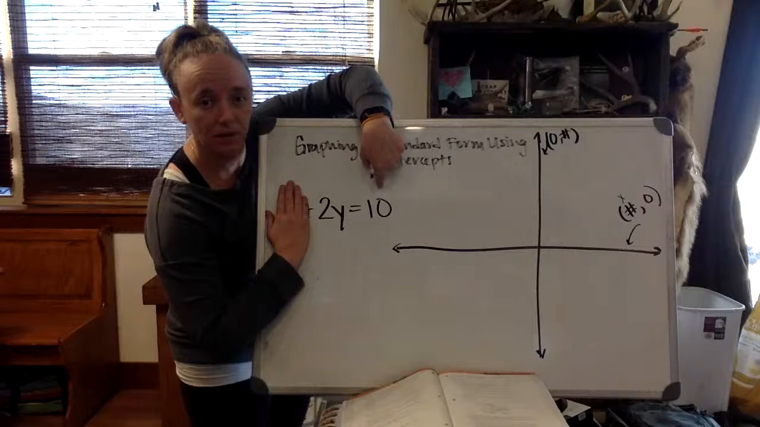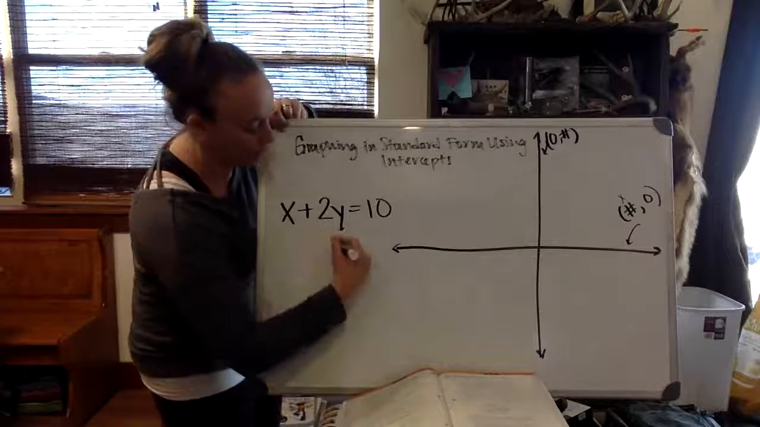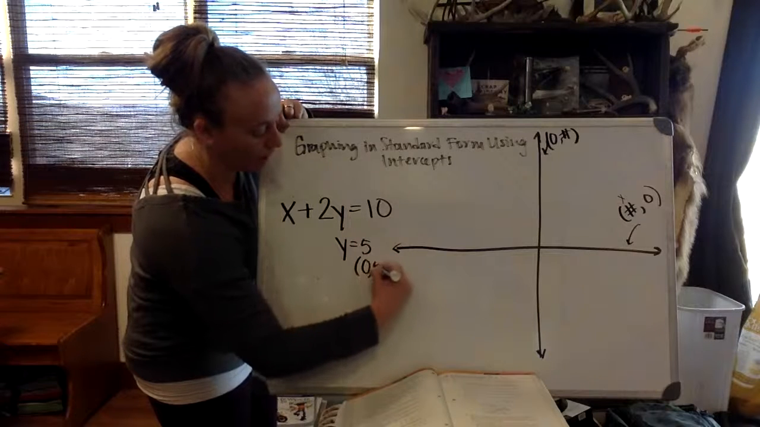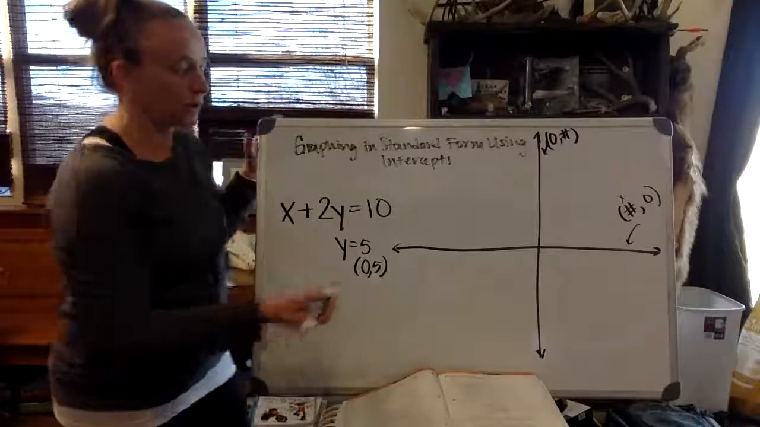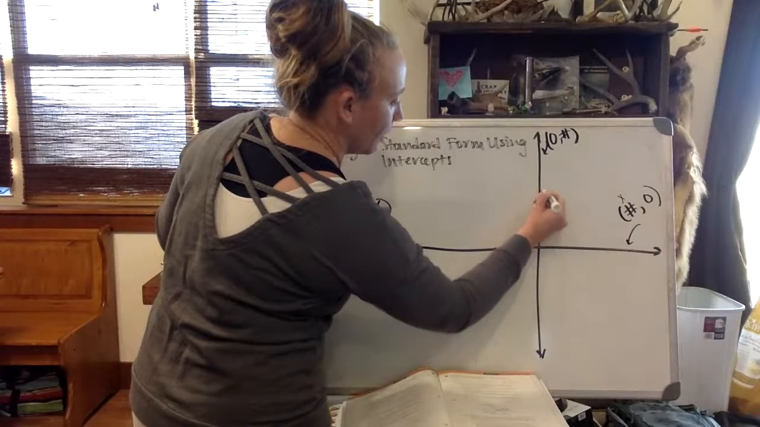So what does y have to equal if that's the case? We divide by 2 on both sides. 10 divided by 2 is 5. So our y-intercept is 5, or 0, comma 5. We can do the same thing for our x-intercept. So essentially, I'm now going to plot this. I can say 1, 2, 3, 4, 5.